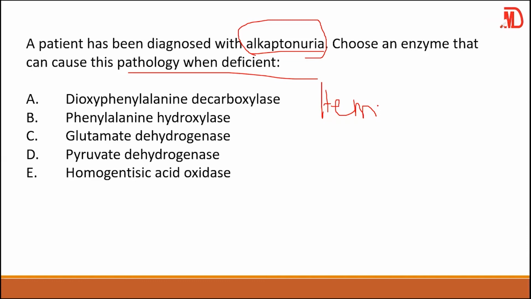So usually people with these things have a dark urine. Very dark. So here your answer is what? Is E. All right. It's E.